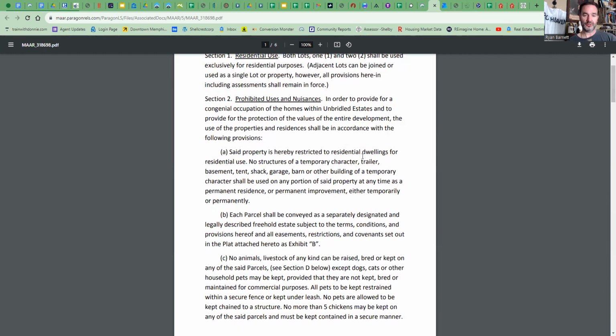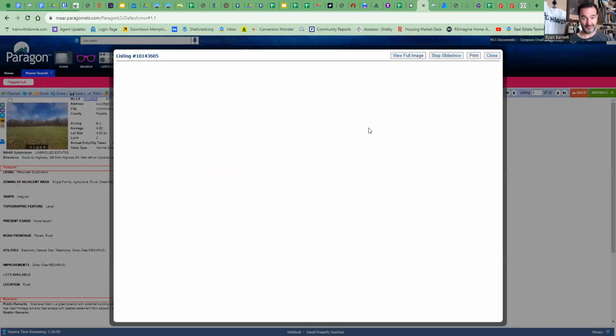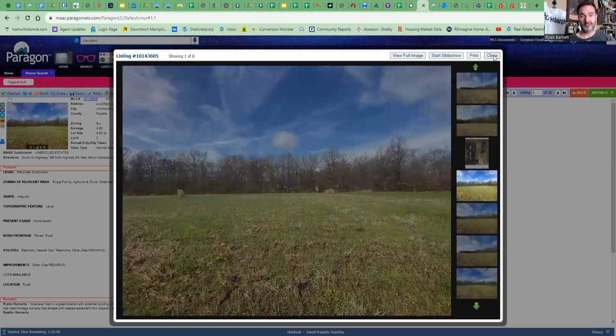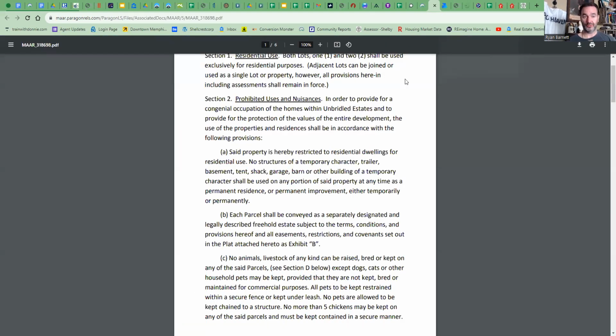This property hereby restricts residential dwellings for residential use, with no structures of temporary character: trailer, basement, tent, shack, garage. So if you want to move a trailer onto a parcel of land, don't get this parcel, because they will not allow trailers in their covenants. The builder made these covenants with the county and put them in place, and that can be done for short-term rentals too. It can really restrict anything, as we'll see.